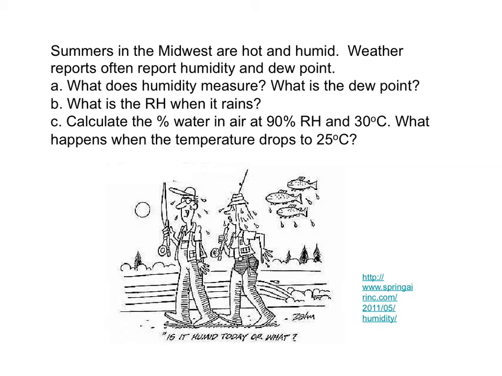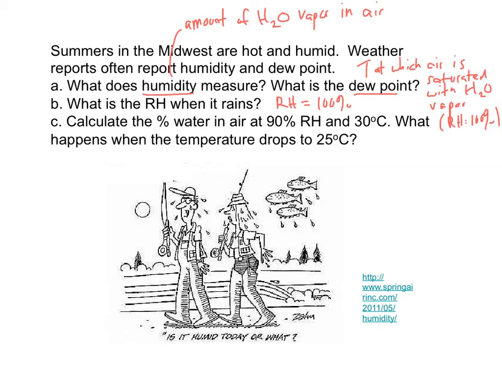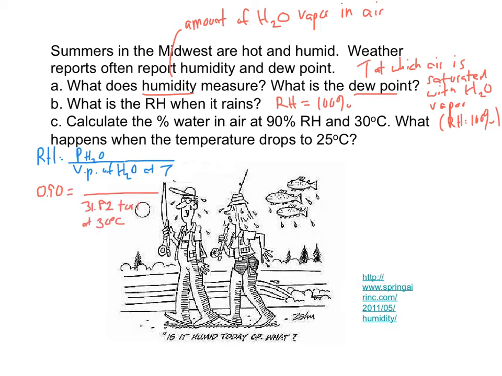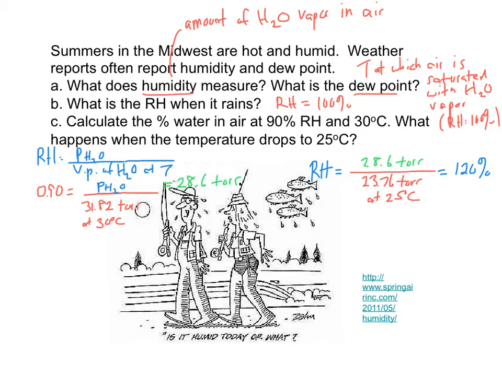Stop the video and answer these questions. And here are the answers. For part C, let's take a look at the relative humidity equation. The relative humidity is 90%. The vapor pressure of water at 30 degrees is 31.82 torr. Let's solve for the partial pressure of water. When the temperature drops to 25 degrees, the new vapor pressure of water is 23.76 torr. Assume the partial pressure of water does not change, so the new relative humidity is... and we'll get rain.